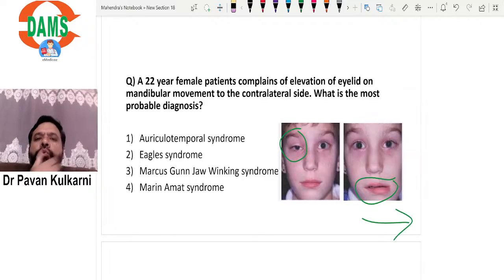When the mandible moves to the opposite side, there is a muscle called levator palpebrae, and because of that there will be elevation of the eyelid. What is the most probable diagnosis? The most probable diagnosis is a classical syndrome called Marcus-Gunn jaw winking syndrome. Whenever you get this question, a relation between mandible and eyelid, think of Marcus-Gunn jaw winking syndrome. Remember, it is always the contralateral side.